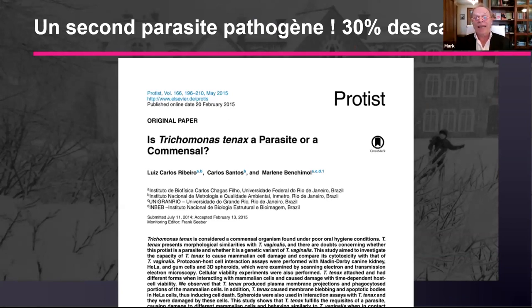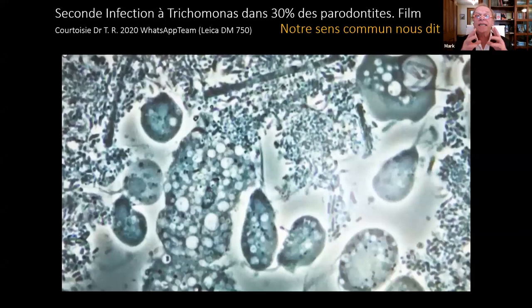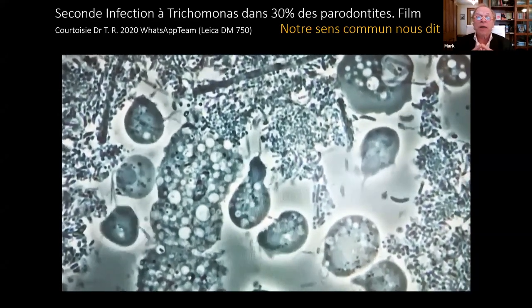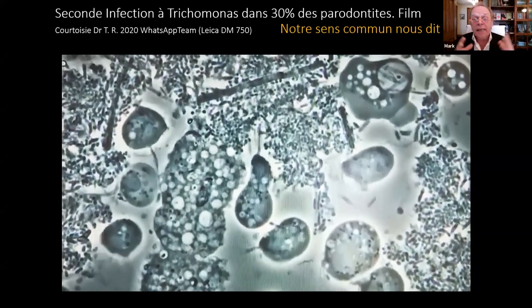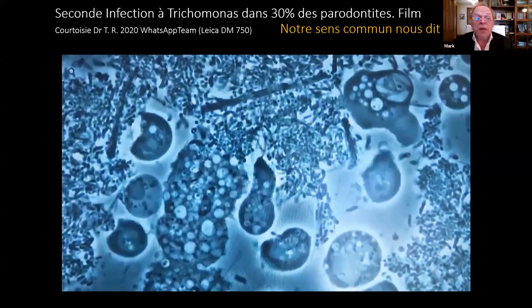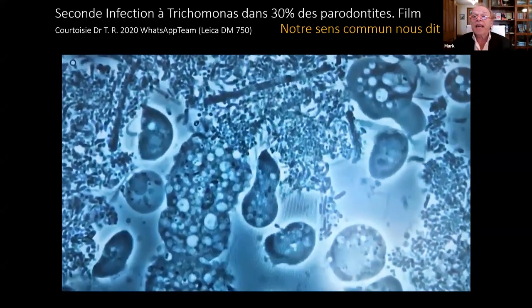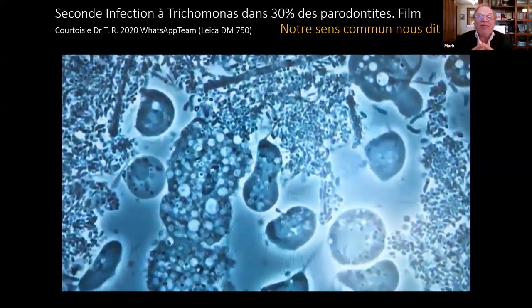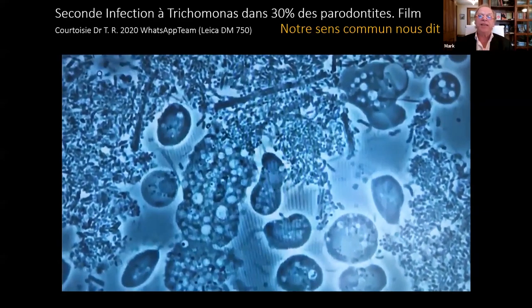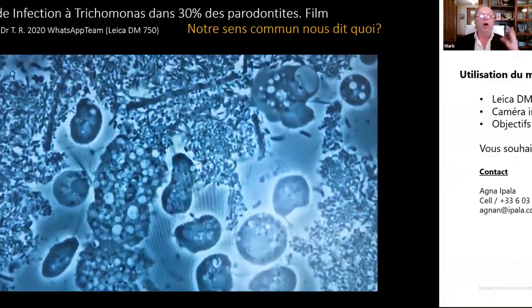So now there's still a second parasite in this periodontal disease. About 30% of cases have been shown by French research in Nancy. So you see those trichomonas, we know they are there, but image and film is very important to understand the disease. See how impressive those Trichomonas tenax are, with the flagella, four flagella, membrane, outer membrane, and see how they are moving. And knowing those are pathogens was shown in 2015 by our Brazilian colleagues. This is a pathogen too. So this may be very active in aggressive types of periodontal disease. So make sure you remove those Trichomonas tenax, this second infection in almost one third of the cases.